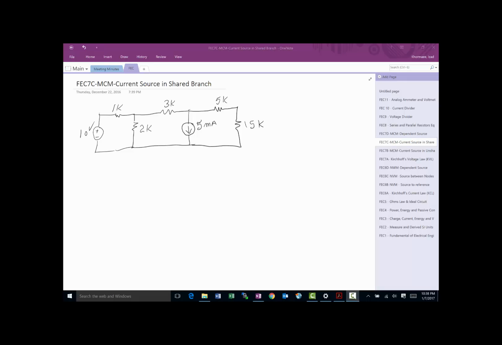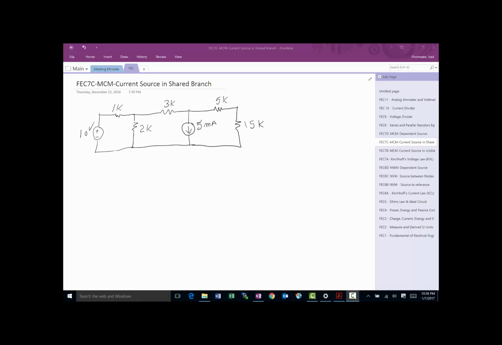So this is another video in the series for fundamentals of electrical circuits. This time we're going to take another special case of the mesh current method, which uses KVL to analyze circuits. What's special in this case is that we do have a current source, but this time it is a shared current source between two meshes.